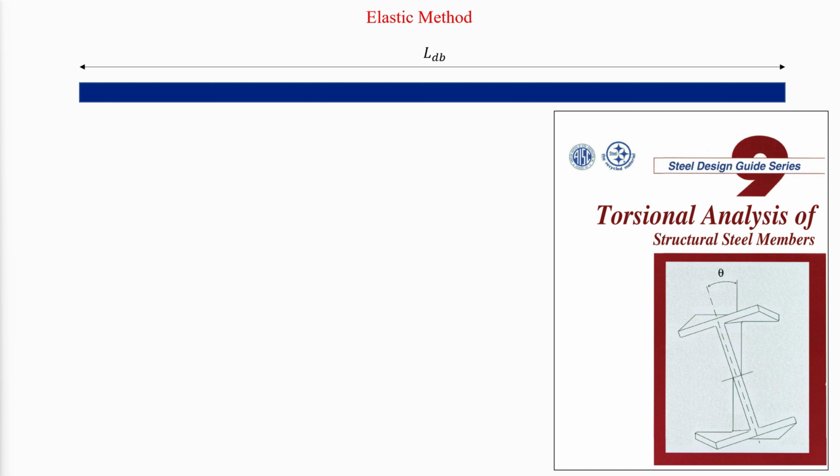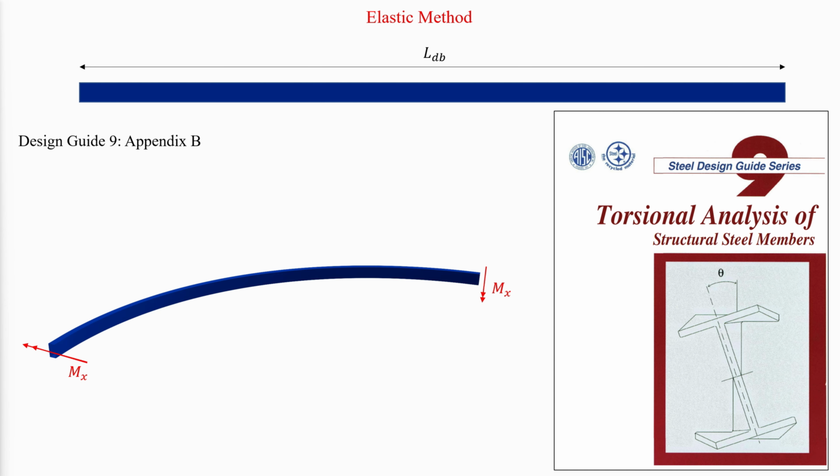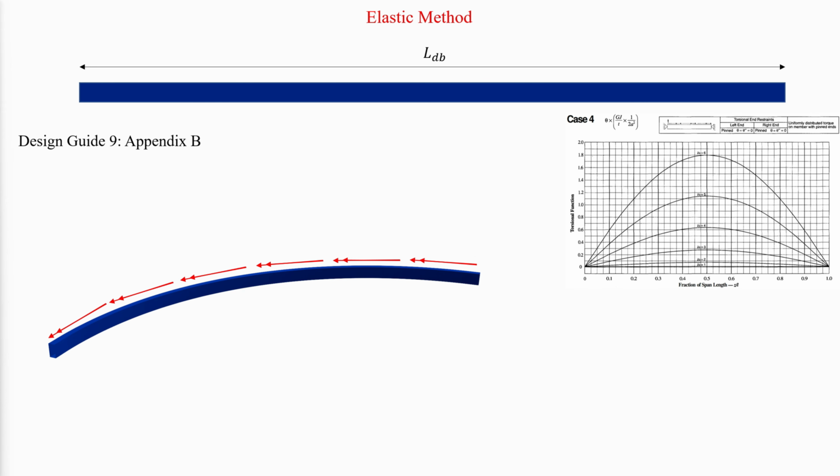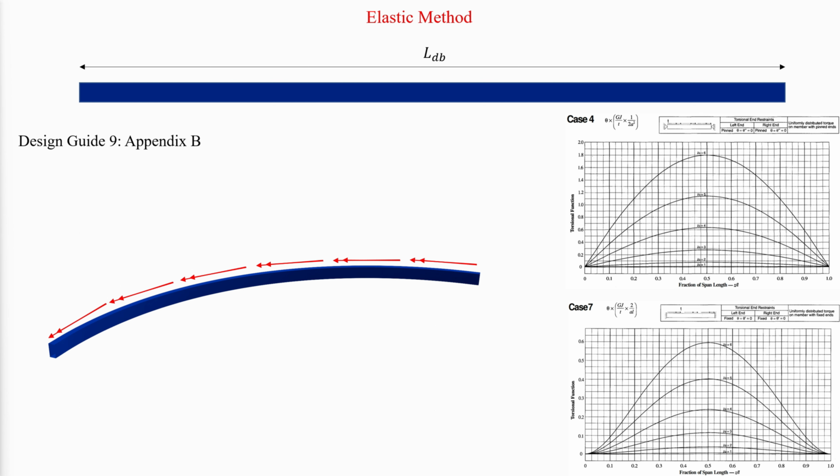Because the torsion diagram for curved beams is typically nonlinear, conservative assumptions are usually required to accommodate the design charts in Appendix B of the design guide. The simplest loading case with a uniform moment over the unbraced length results in a uniformly distributed torsion. For this loading condition, the torsional functions can be determined with case 4 or case 7 depending on the warping boundary conditions at the supports.